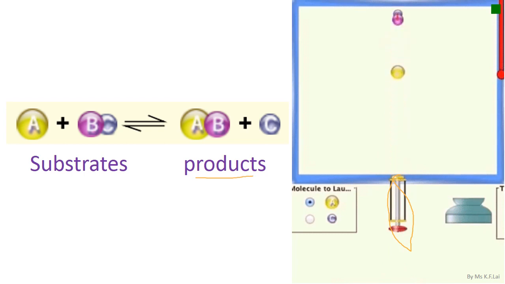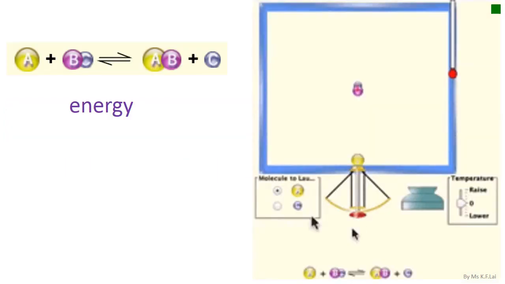Now, what happens if the energy supply is not enough? Now, you will see the animation. If the initial energy is not enough, the collision is not effective. And although there is collision, no chemical reaction can take place.